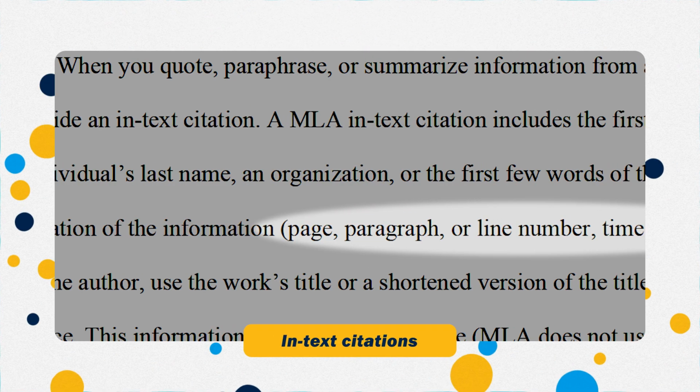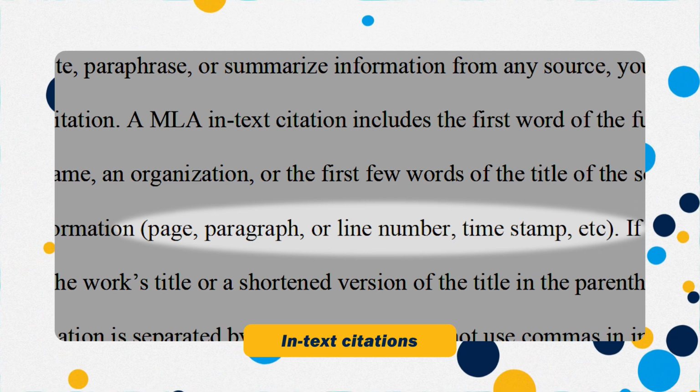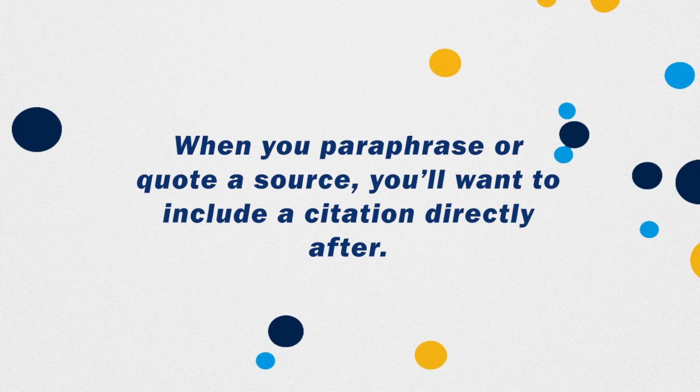In-text citations appear throughout your paper. They show up within your writing and almost always come at the end of a sentence. When you paraphrase or quote a source, you'll want to include a citation directly after. This tells your reader where you got your information.